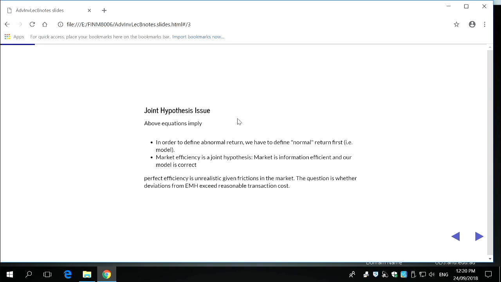Although in your textbook you have market efficiency in the strong form, weak form, all these things, perfect efficiency is hard to imagine and unrealistic because we have frictions in the market, like trading cost, right? So one of the conditions for market efficiency in your textbook is that those frictions, such as trading cost, are negligible. It's really small. It will not affect the efficiency. All right. So the question is, will any deviation from this efficient market hypothesis exceed the reasonable transaction cost?